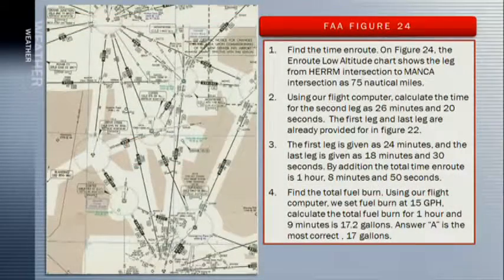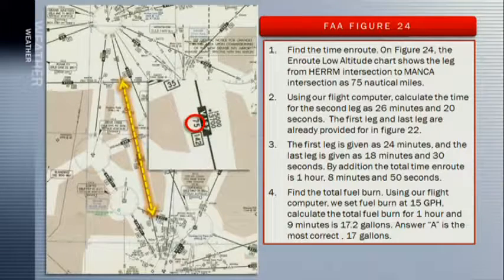Now, in figure 24, we find the time en route. The en route low altitude chart shows the leg from Herm intersection to Manka intersection is 75 nautical miles right there. Now, using our flight computer, we calculate the time for the second leg as 26 minutes and 20 seconds. The first leg and last leg are already provided for you in figure 22. The first leg is given as 24 minutes, and the last leg is given as 18 minutes and 30 seconds. By adding them together, the total time en route is 1 hour, 8 minutes, and 50 seconds.